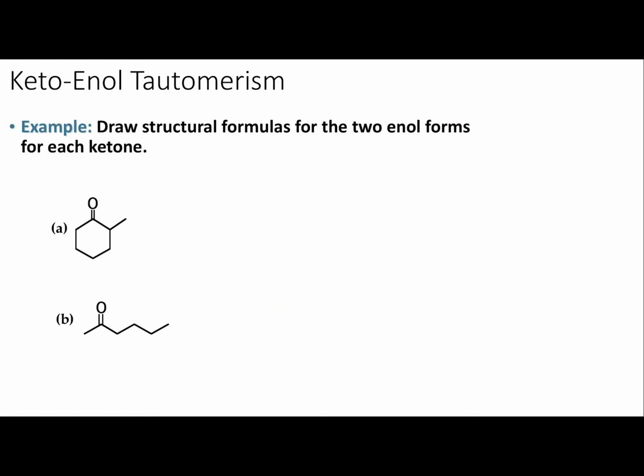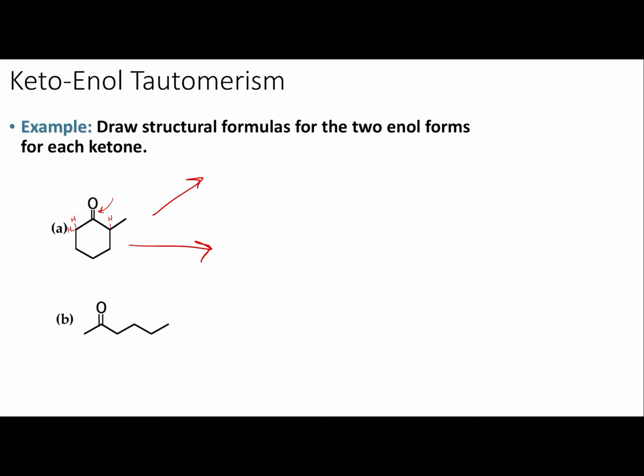So let's draw the structures for the 2 enol forms that form for each ketone. So there's 2 forms for each ketone. Again, the double bond here is going to end up moving to one of the alpha carbon hydrogens, and then we're going to get an alcohol and an alkene. Just as a reminder, we've got 2 hydrogens here on that guy and 1 hydrogen here on that guy.